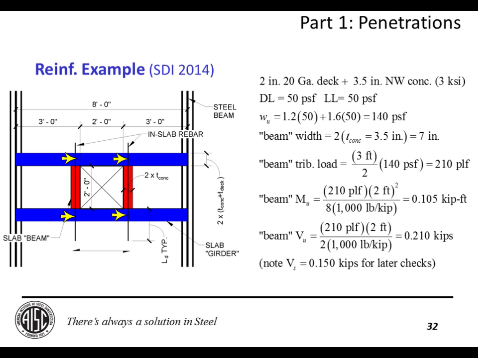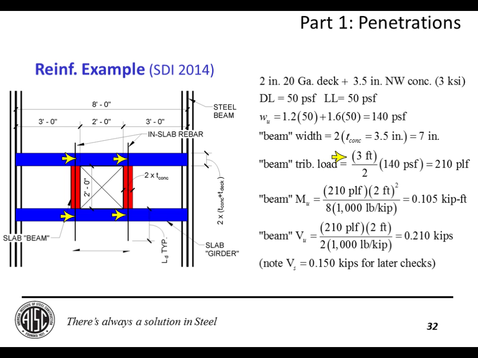So they used a 2-inch 20-gauge deck with 3.5 inches of normal weight concrete. In this case, the dead load is 50 PSF and the live load is 50 PSF. This equals an ultimate load of 140 PSF. Your fake beam width is 7 inches from 2 times the concrete thickness. And so you look at half the tributary width of this section over to the beam. So that equals 3 feet over 2. That gives you 210 pounds a linear foot.